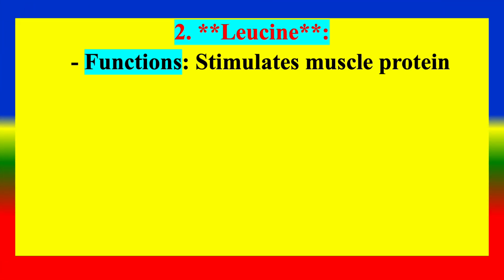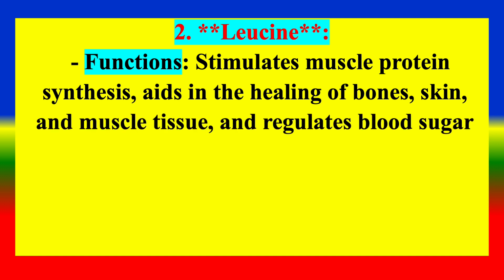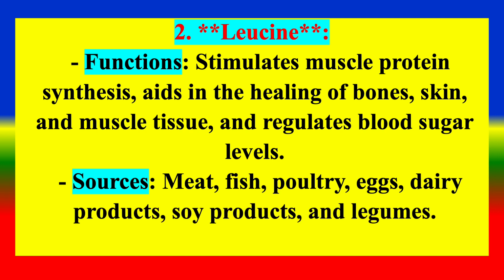2. Leucine. Functions: stimulates muscle protein synthesis, aids in the healing of bones, skin and muscle tissue, and regulates blood sugar level. Sources: meat, fish, egg, dairy products, soya products, and legumes.